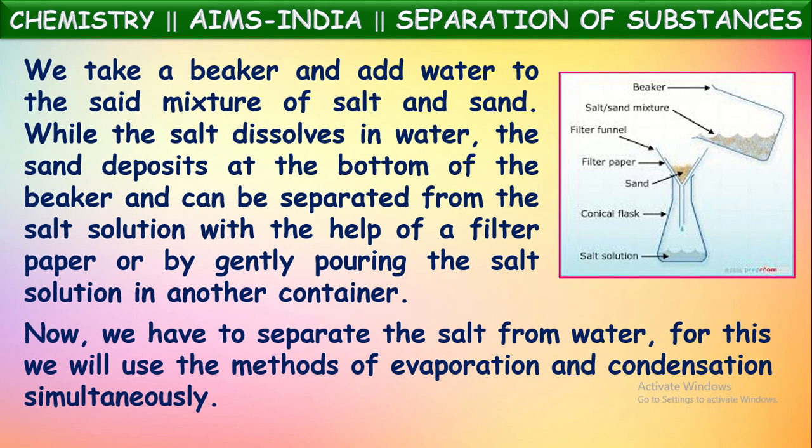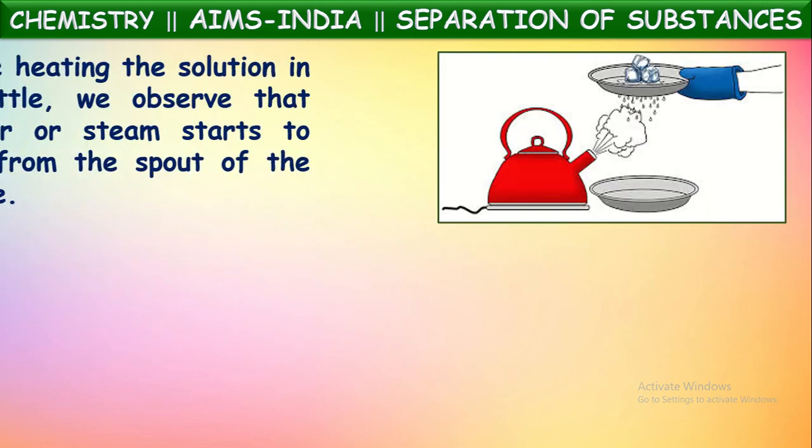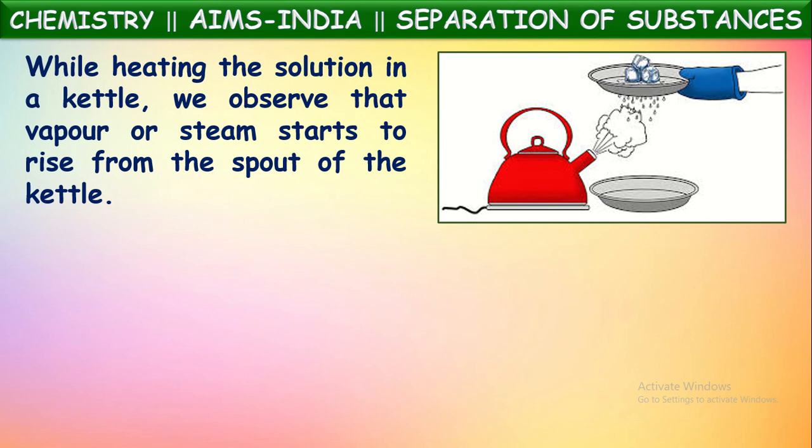For this, we will use the methods of evaporation and condensation simultaneously. Actually, if we want only salt, then we can use simply evaporation. But if we want to get back water also, then we have to use the condensation process also. So what happens if you take that salt water in a kettle? If you heat that solution, we observe vapors of steam start to rise from the spout of this kettle. We observe water vapor comes out from this kettle.